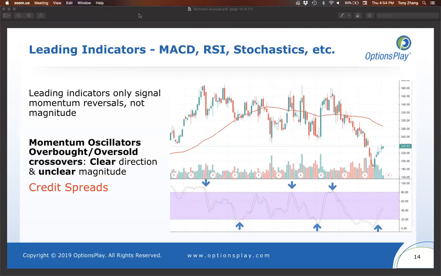So when I get this sell signal on, in this particular case, stochastics, it doesn't tell me whether the stock is going to reverse a little bit or a lot. And when I get this buy signal down here, it doesn't tell me whether this stock is going to move higher by a little bit or a lot.